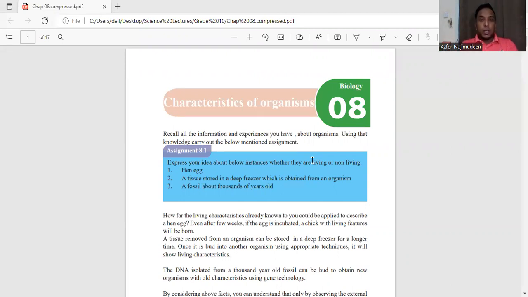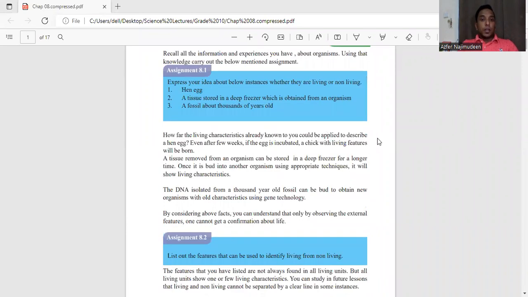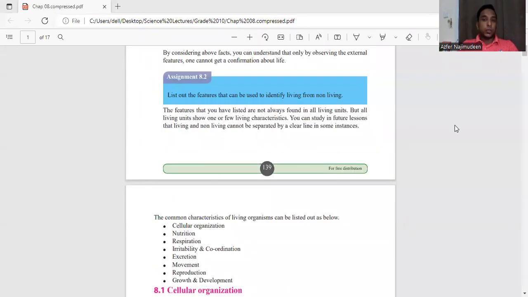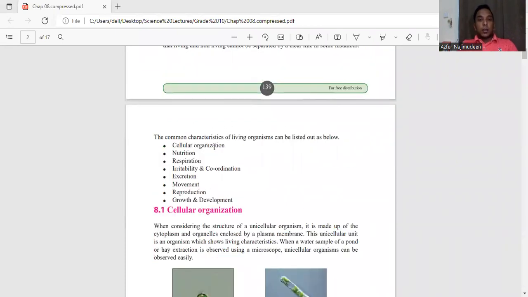Okay. So here we have to understand, if you are categorizing, if you are differentiating living and non-living, there are some specific characteristics where we can differentiate a living from a non-living. Okay. So these are the things that we are going to explain today in this particular chapter. Right now, here this is a brief introduction, and you can just go through that. And here, these are the common characteristics of living organisms that can be listed.